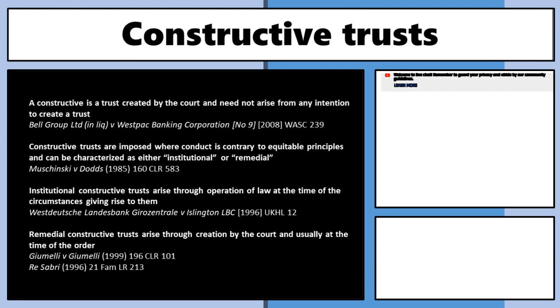And the types of trust that we're going to do at a later stage, these remedial constructive trusts, like what Justice Deane declared in Muschinski and Dodds, they are created by the court. They are created at the moment the order is granted. That difference is huge. Okay. So we're going to delve into this first category, these institutional constructive trusts, in a little bit more. Let's go.